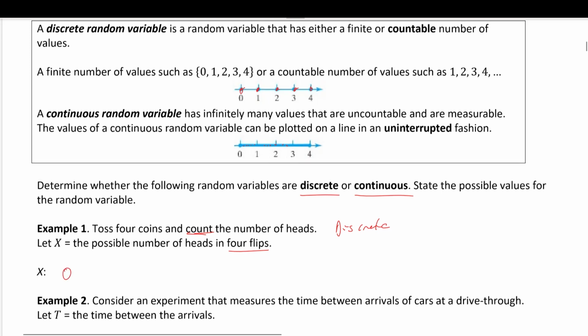So you can have 0. You can have 1 head, 2 heads, 3 heads, 4 heads. Can you have more than 4? Well, no, because there's only 4 coins, so it's impossible to have anything more than 4 heads, right? So we have 5 outcomes here.